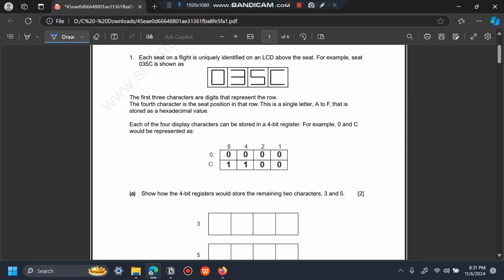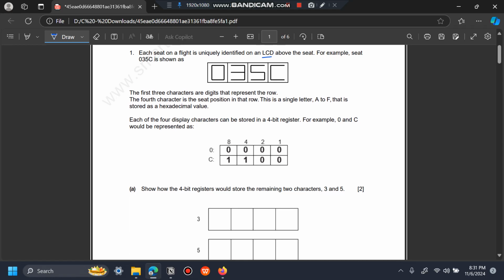Okay, for this question, each seat on a flight is uniquely identified on an LCD above the seat. For example, seat 035C is shown as this. The first 3 characters are digits that represent the row.